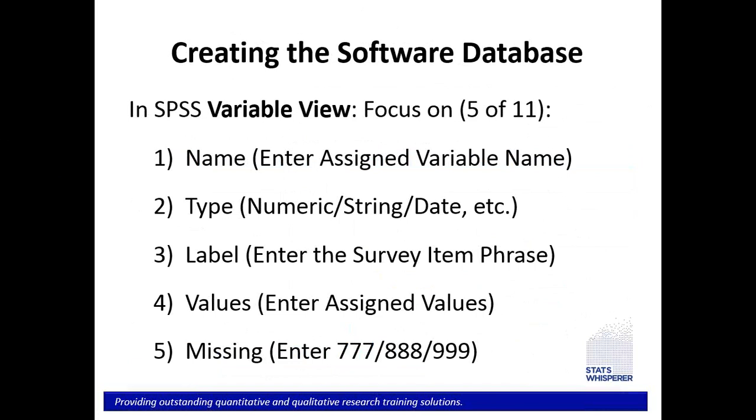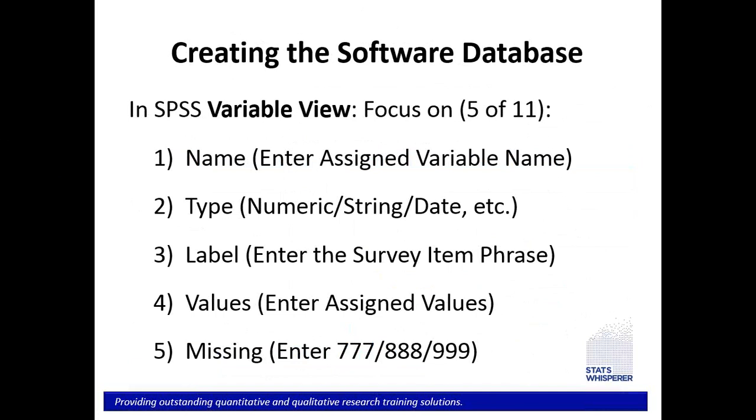Now, while in Variable View, you'll notice that there are 11 columns, right? Five of these columns are what I call primary, that we need to focus upon, because these are the five columns that you need to complete in order to do the SPSS database correctly.